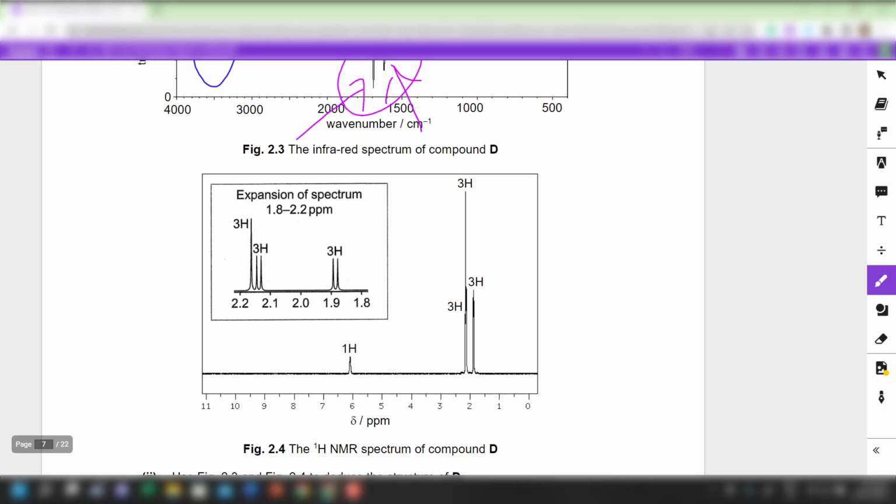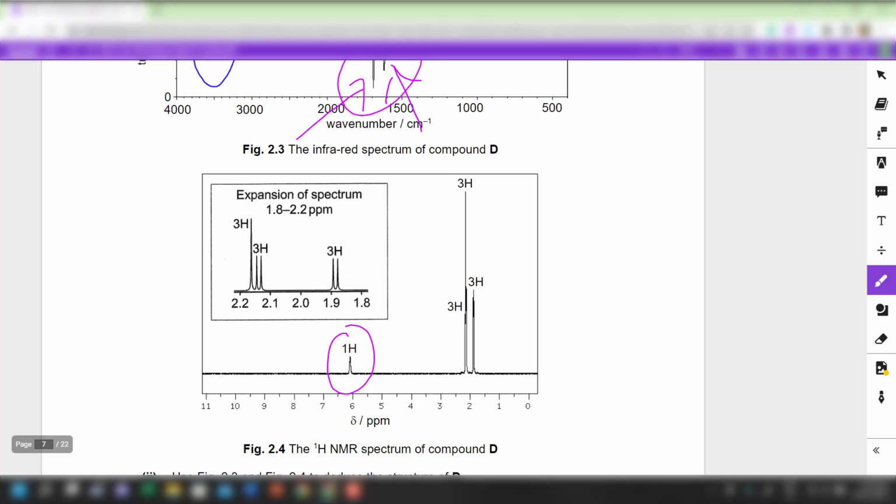Then if you look at the 1H NMR, things will become a little bit more obvious. Why does it become more obvious? Because number one, you have this proton signal at about 6 ppm, and this is characteristic of a hydrogen bonded to an sp2 hybridized carbon that is part of a C=C double bond system. We call that a vinylic proton. So over here you can conclude that there is one vinylic proton.